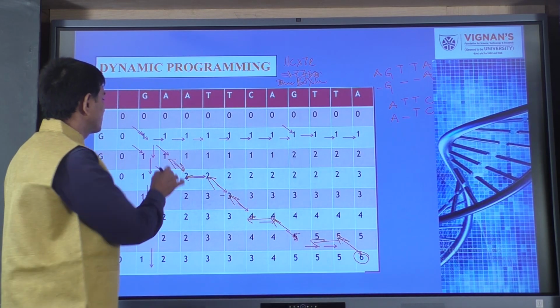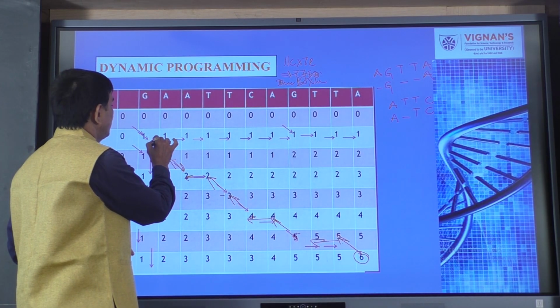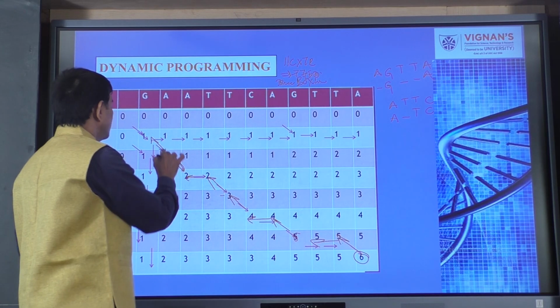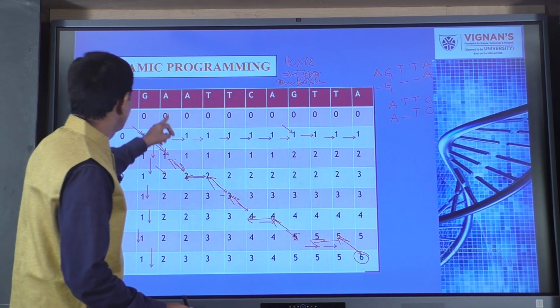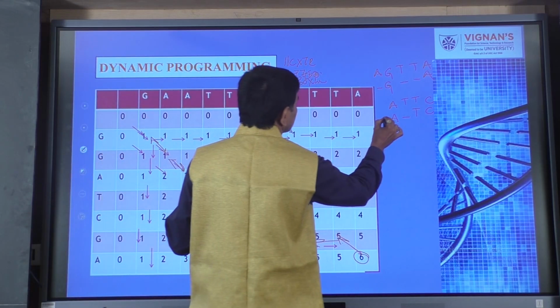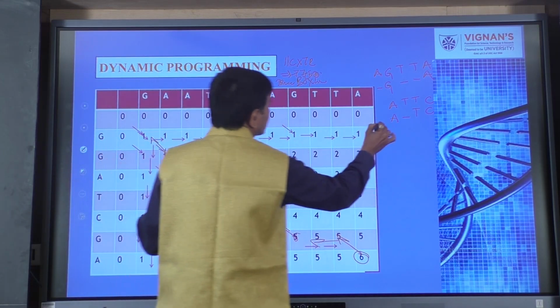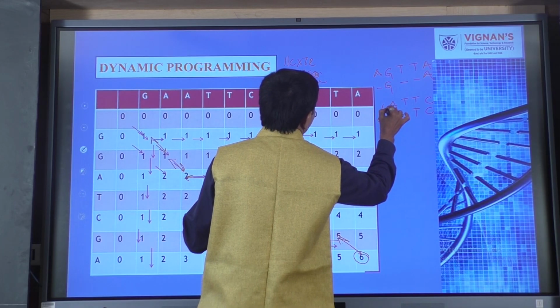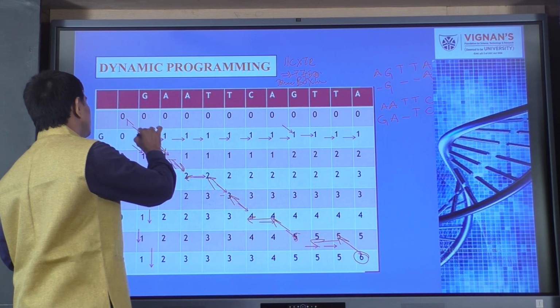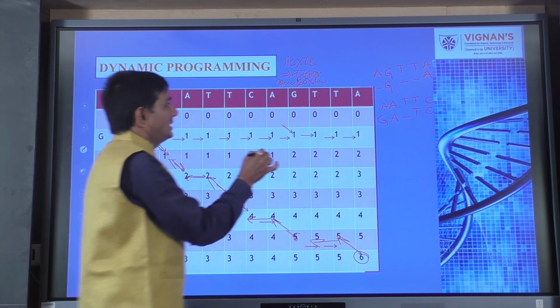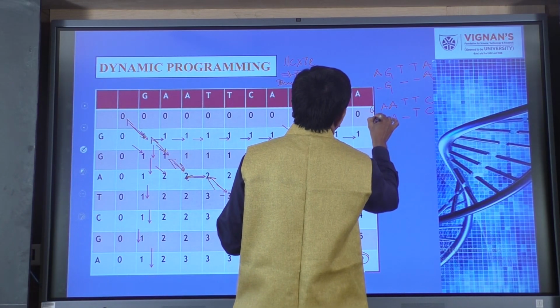Coming to this cell, this particular value 1 is obtained in the diagonal direction, where the row coordinate is G and column coordinate is A. And coming to this cell, it is obtained from the origin, where the row coordinate is G as well as the column coordinate is also G.